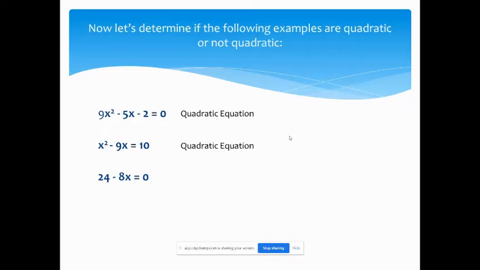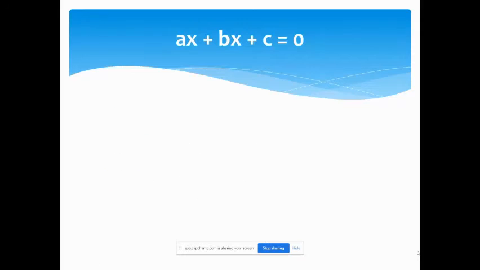Third given, 24 minus 8x equals 0. Is this a quadratic equation or not? The answer is not a quadratic equation because this given is what we call a linear equation as it is in the first degree. Now, proceeding to our next part, in which we are transforming quadratic equations into their standard form.